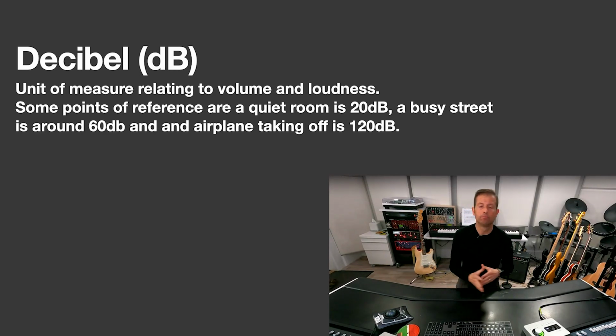And decibel, you've probably heard it before, it's simply the unit of measure relating to volume and loudness. All right. Some points of reference for us to keep in mind is that a quiet room is 20 dB. A busy street in a city might be somewhere around 60 dB, and an airplane taking off is around 120 dB. So if you're standing next to an airplane taking off, super loud, it's around 120 dB.